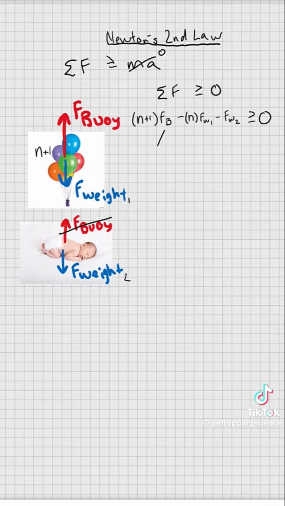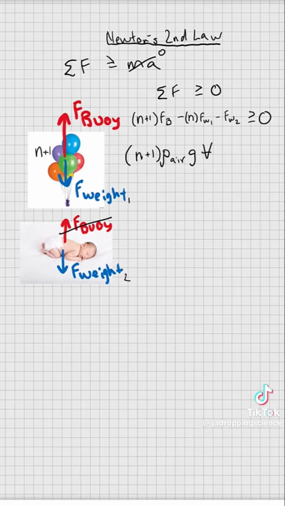The buoyant force only depends on the amount of air that's being displaced, so we use the density of air times the acceleration due to gravity times the volume of air that's being displaced, and we're doing this for one balloon and then multiplying it by the number n. The first weight is the weight of the helium in the balloons, and weight is the mass times the acceleration due to gravity, where the mass can be calculated by multiplying the density of helium times the volume of helium in the balloon. Lastly, the weight of the baby is just the mass of the baby times the acceleration due to gravity, where the average baby weighs around 3.5 kilograms.